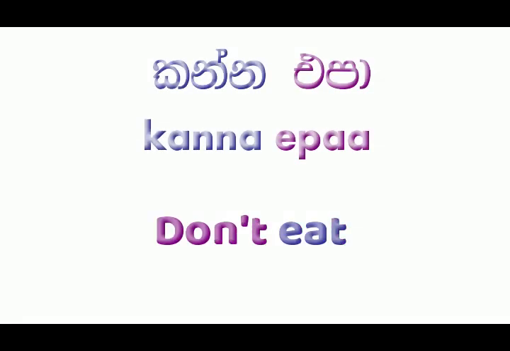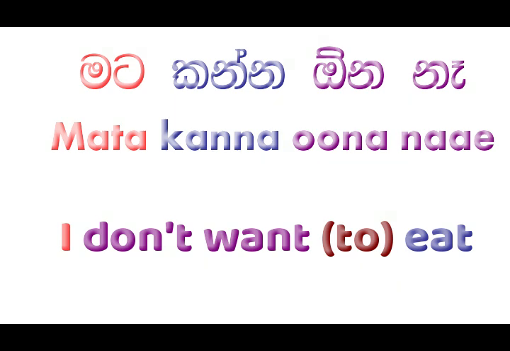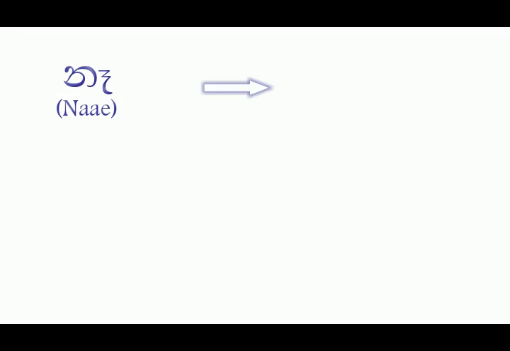Kanna epa, don't eat. Mata kanna ona ne, I don't want to eat. I think you understand all the words here. Mata means to me. Kanna, eat. Ona, want. Ne means no.